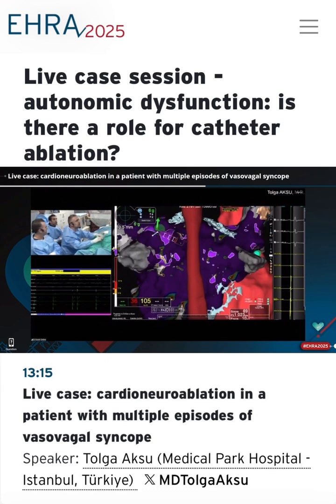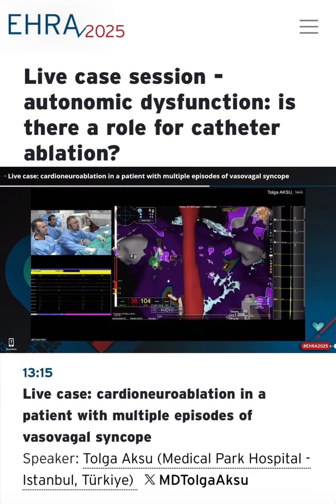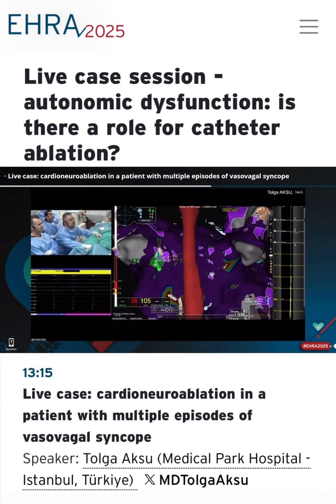Let me increase the contact a little bit more. Yes. Okay. You are seeing fragmentation on the electrogram on the distal tip of the ablation catheter. Also, we are seeing white color in that side, the left inferior GP area, and I started the ablation.